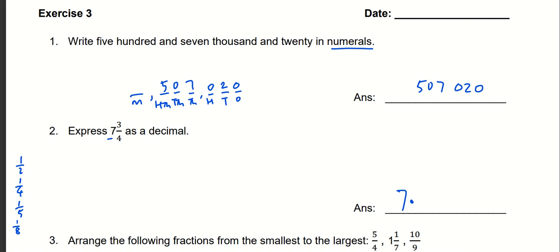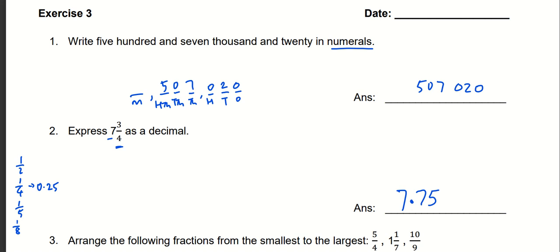It will help you to come up with equivalent fractions as well as mixed number answers very quickly. So like a quarter is 0.25, so 3/4 is 0.75. So 7 3/4 makes 7.75.